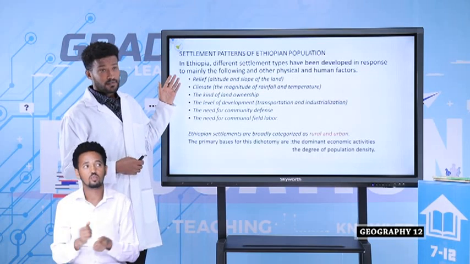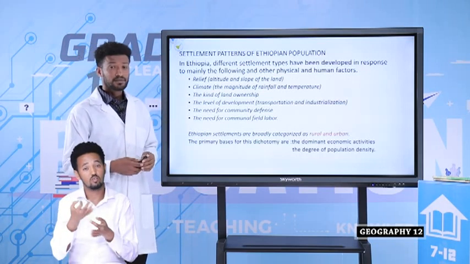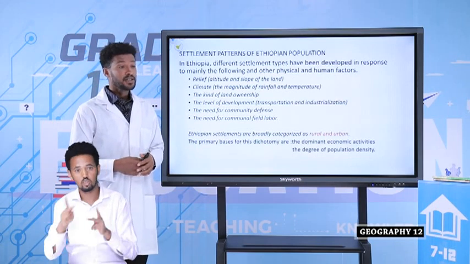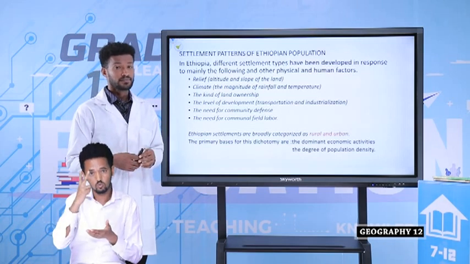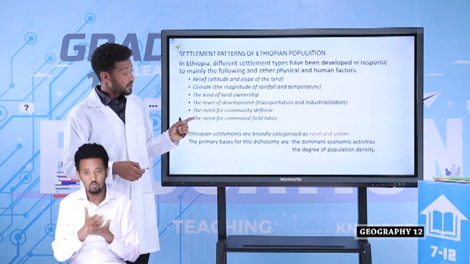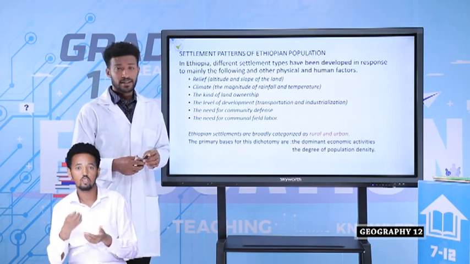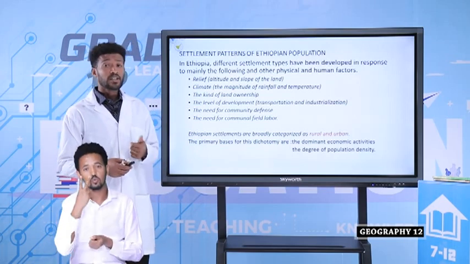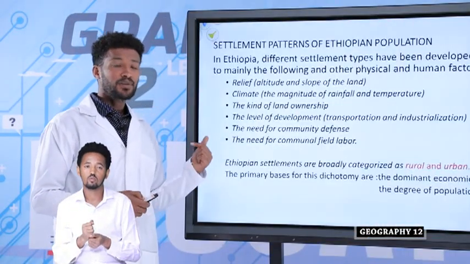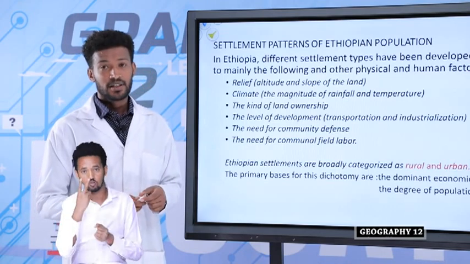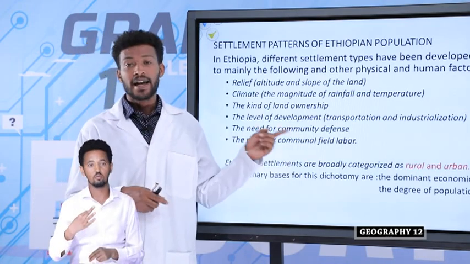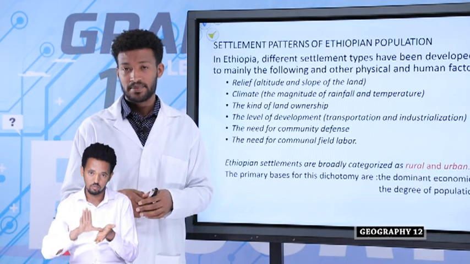Students, based on these factors, we can categorize the Ethiopian population settlement into two categories. These categories depend on, one, the dominant economic activities, and two, the degree of population density. By taking these two bases into consideration, we can say that the Ethiopian population settlement types are rural and urban population settlement.